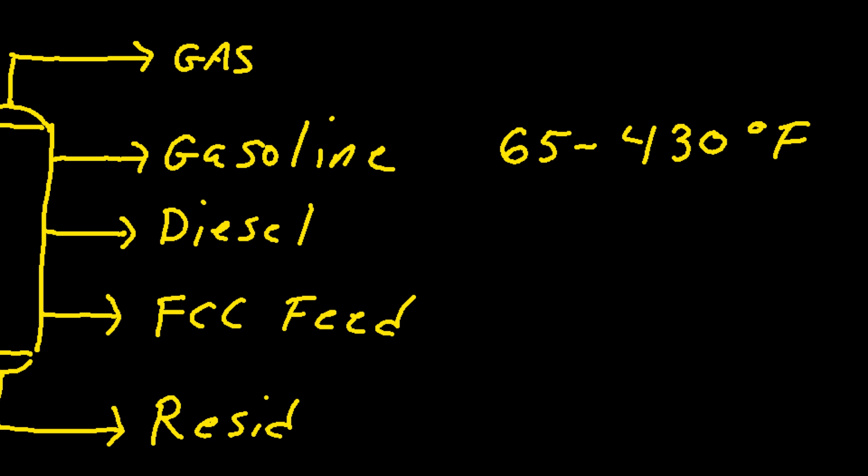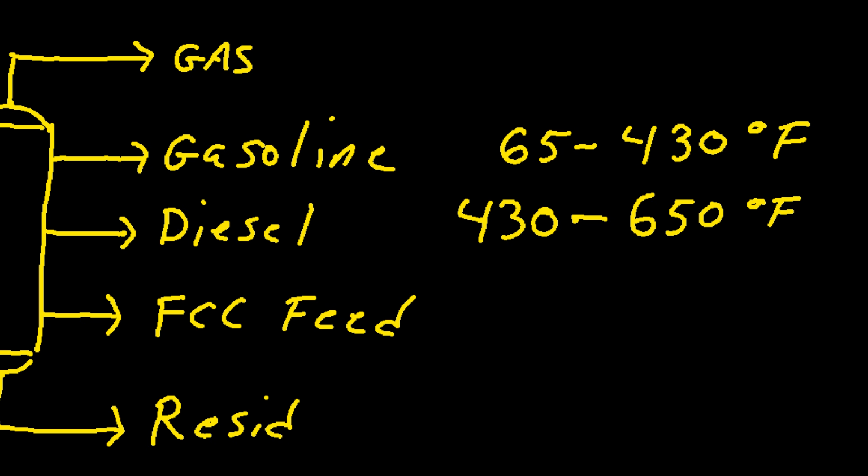Diesel starts where gasoline leaves off. Gasoline is done boiling at about 430 degrees, but diesel starts to boil at about 430 degrees Fahrenheit, and it boils all the way to about 650 degrees Fahrenheit. And so that's diesel fuel.